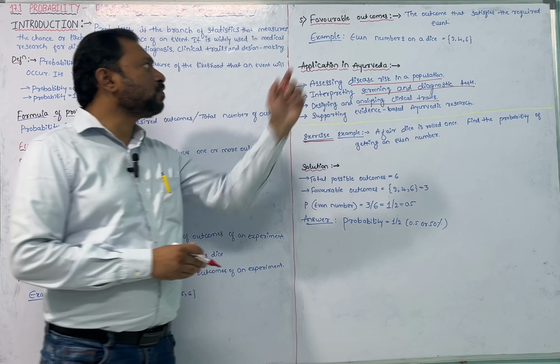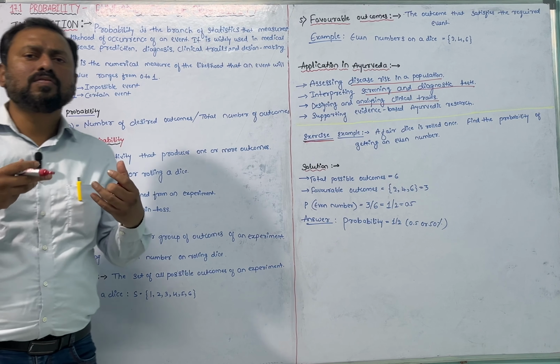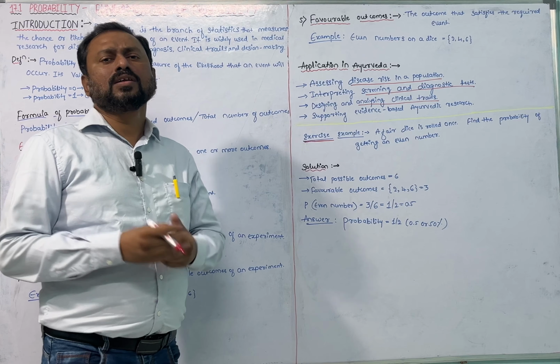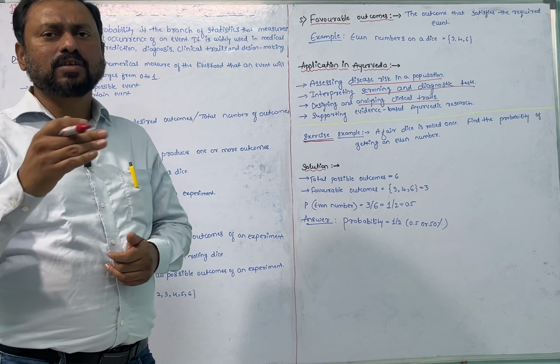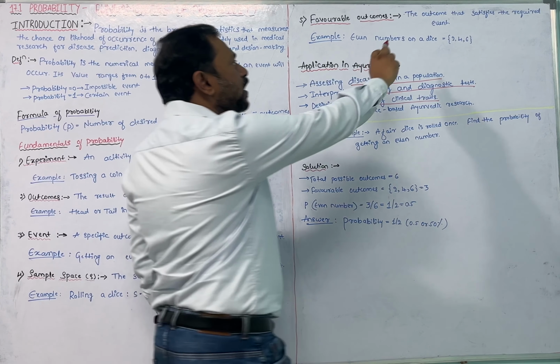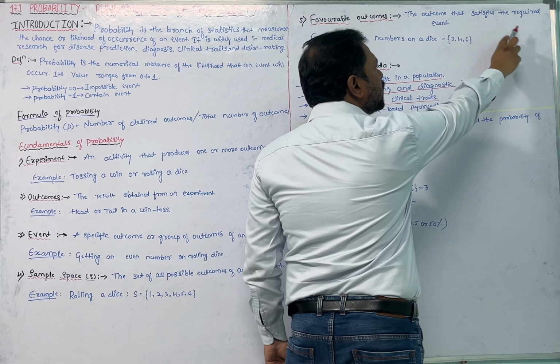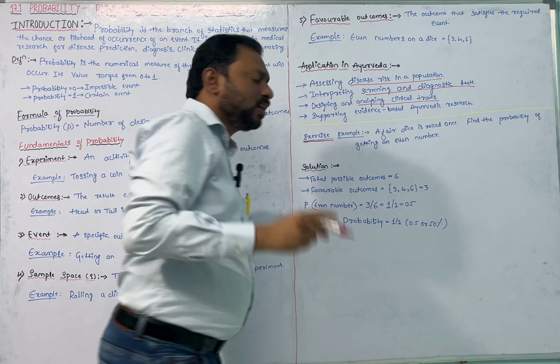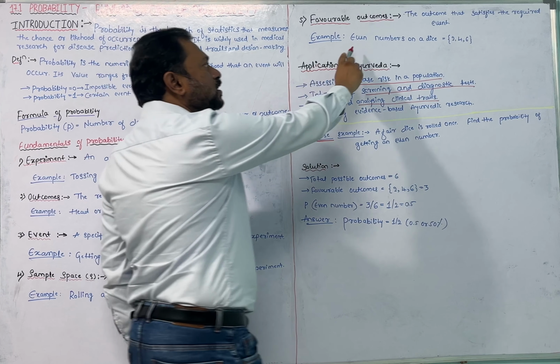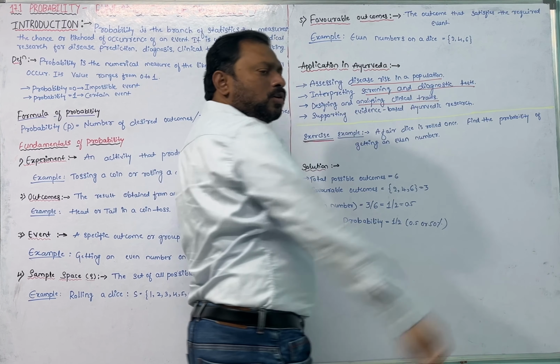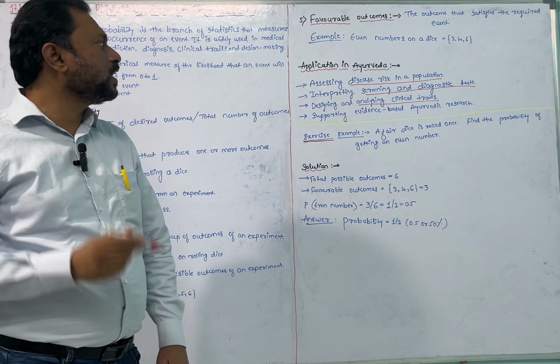The next one is the favorable outcome. The outcomes that satisfy the required event, that we are expecting, for example an even number on the dice: 2, 4, 6. These are the 3 numbers.